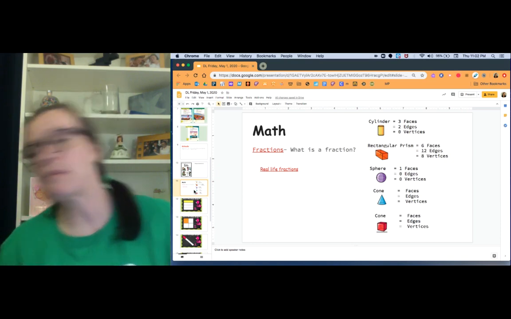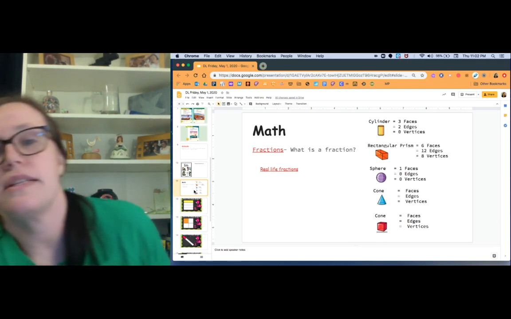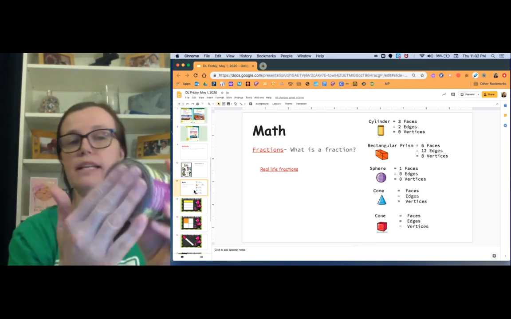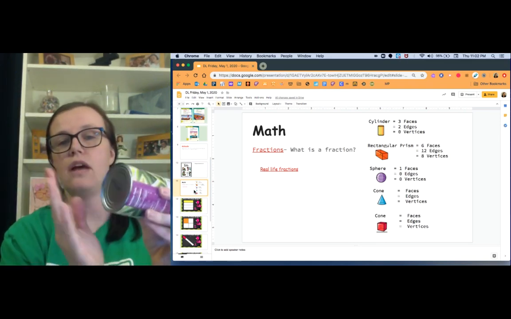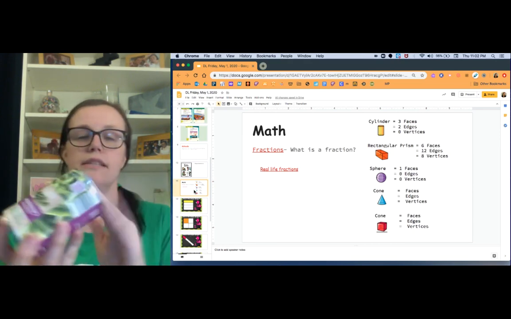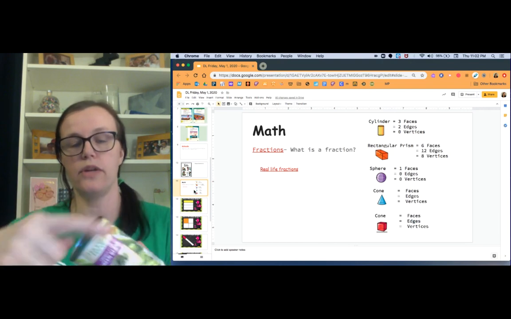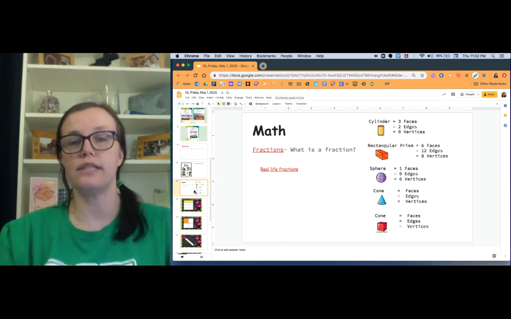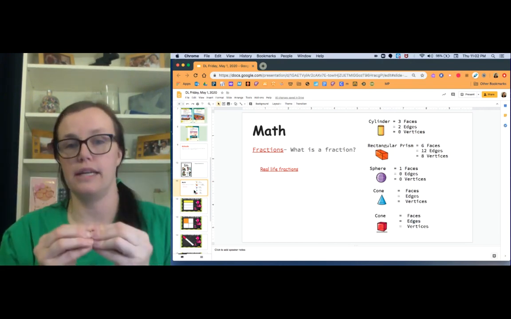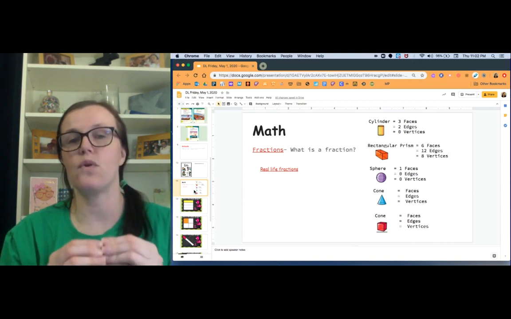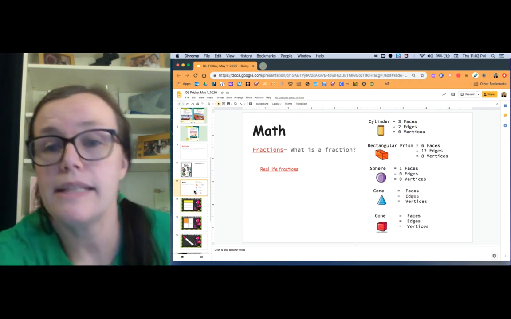Okay. So remember, our first one that we did was our cylinder. This is a flat face. 2 circle flat faces and 1 curved face. 3 faces, 2 edges, they're both curved edges. No vertices. Vertices are a point. There's no point on here. Okay, vertices is a fancy name for corners. Okay, then we had our rectangular prism.